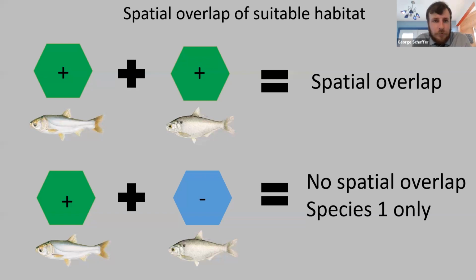So to quickly go over how we define spatial overlap, if the same habitat cell was considered high quality for both silver carp and gizzard shad, we considered that to be spatial overlap. Whereas if it was only high quality for one species and poor quality for the other species, we considered that to be no spatial overlap, and for that area to only be high quality for that one particular species only. And in this case, it would be the silver carp, and it would be poor quality for gizzard shad.